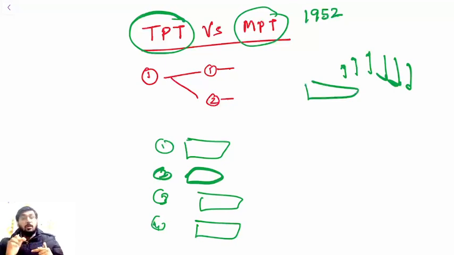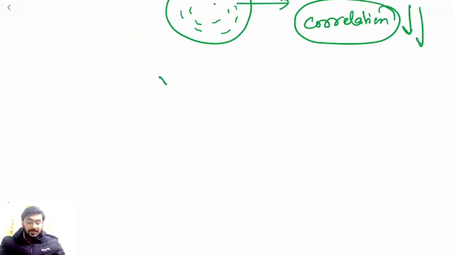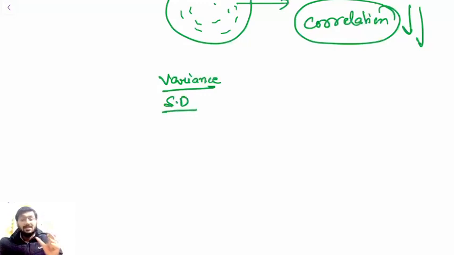Okay, but modern portfolio theory is not guessing. They say that, okay, let's measure the risk. Let's use mathematics. Let us look at the relationship between the assets. That is your correlation. So risk we are measuring with the help of variance and with the help of standard deviation, and the relationship between the assets we are measuring with the help of correlation.